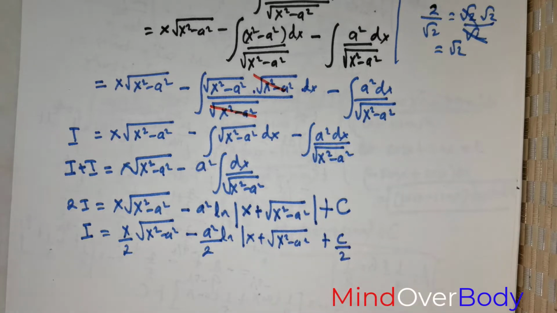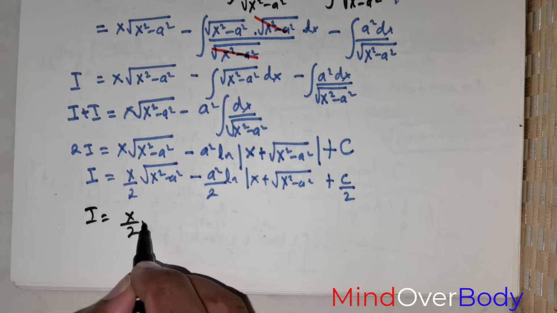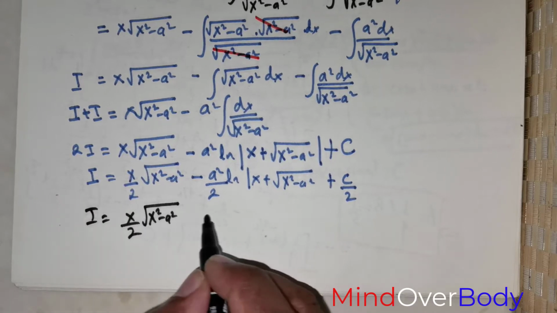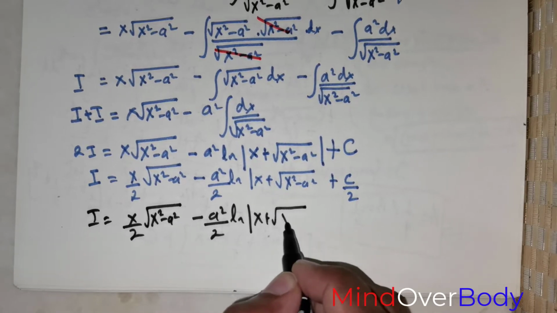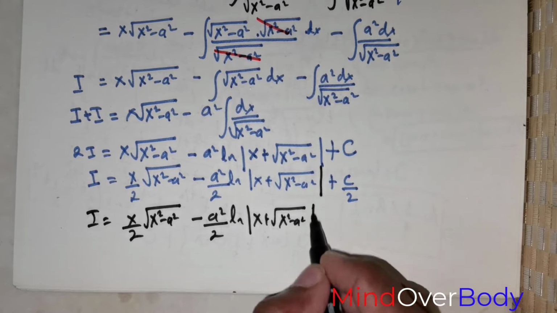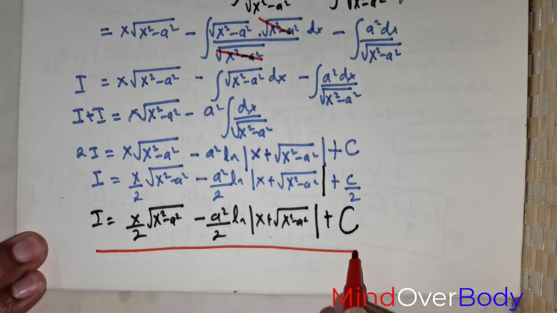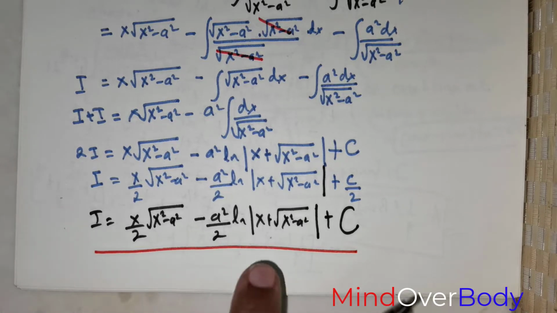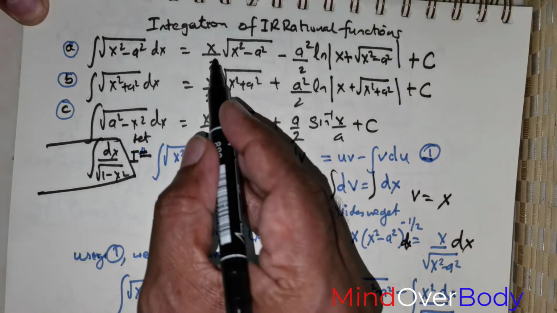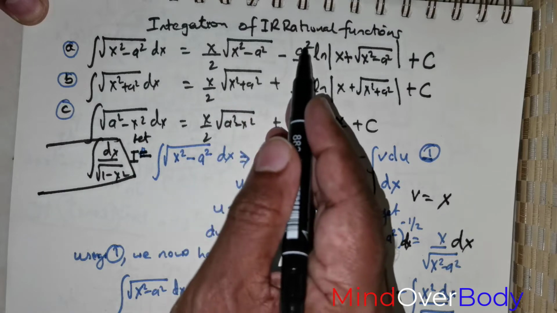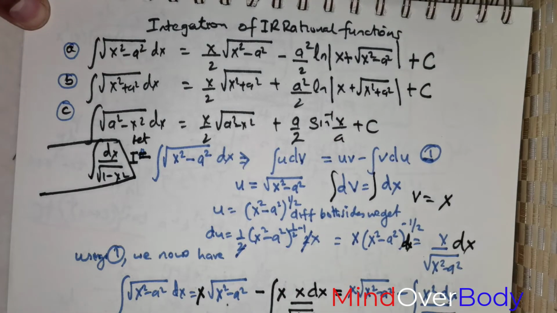Now I can rewrite this as I is equal to x over 2 times root of x squared negative a squared over 2 ln of x positive root of x squared negative a squared positive capital C, arbitrary constant C. So this is a good place for us to draw the red line. Now if you take this and compare it with the formula, this is the first one: x over 2 root of x squared negative a squared over 2 times ln of x positive root of x squared negative a squared positive arbitrary constant.